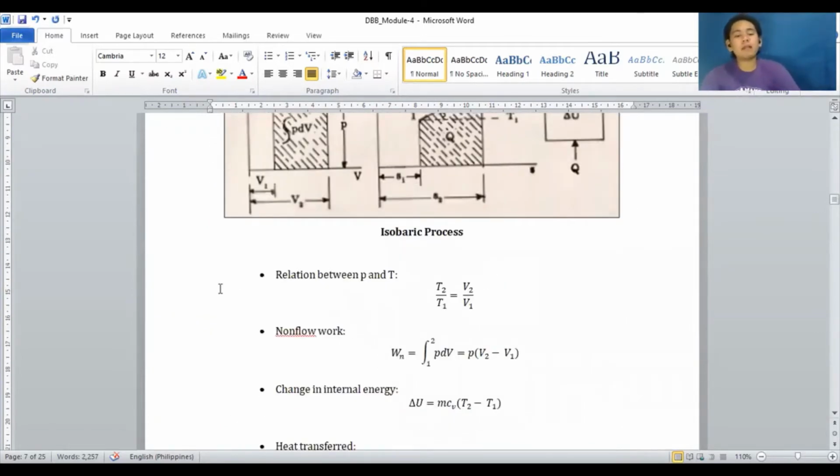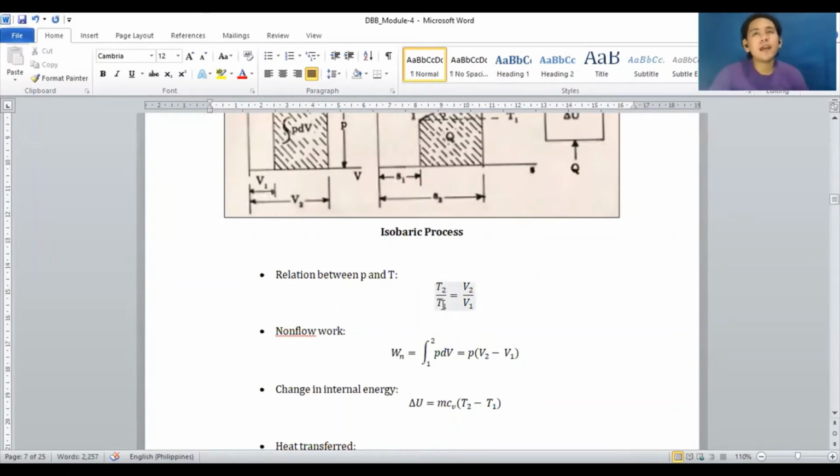Now, in the relation between pressure and temperature, this formula is derived from the perfect gas equation, the ideal gas equation, which is P1 V1 over T1 equals P2 V2 over T2.